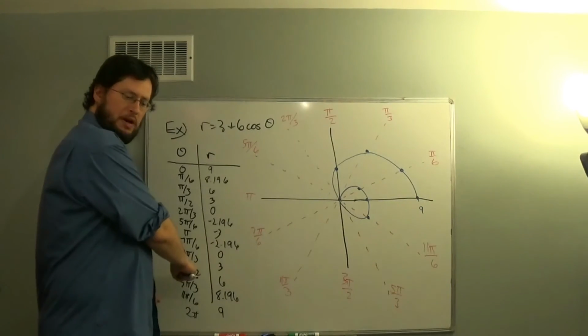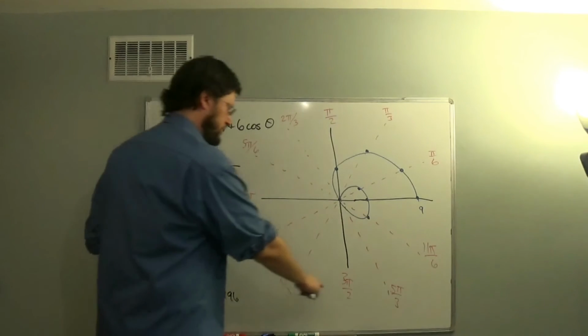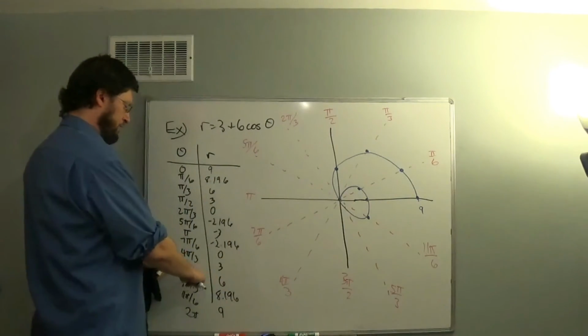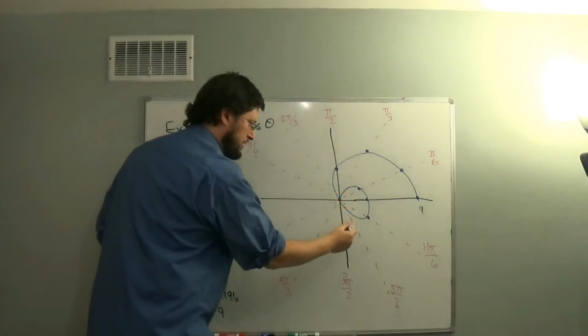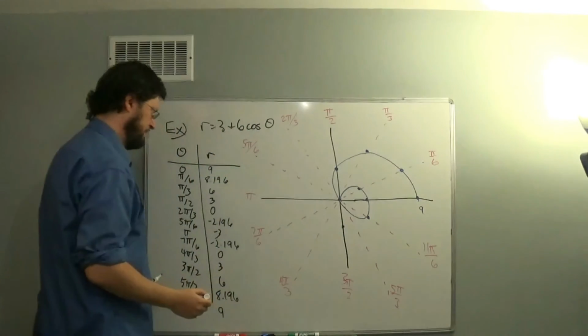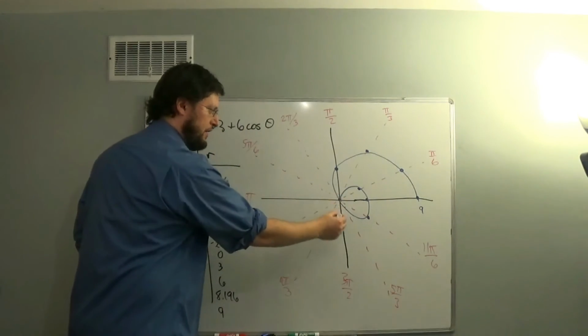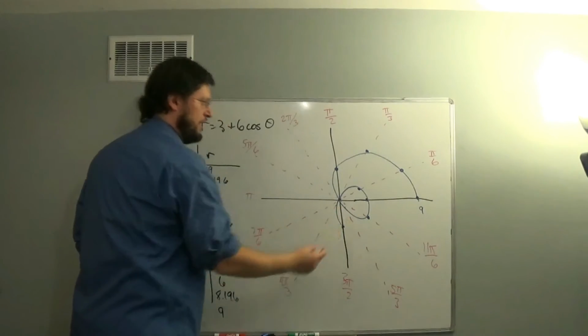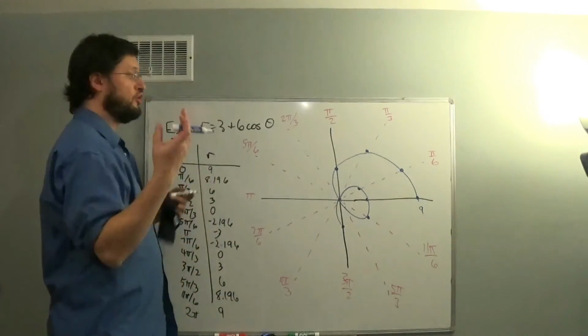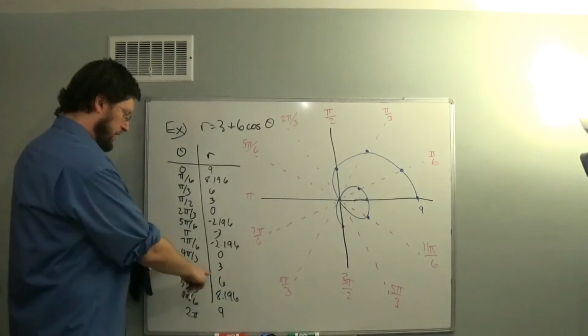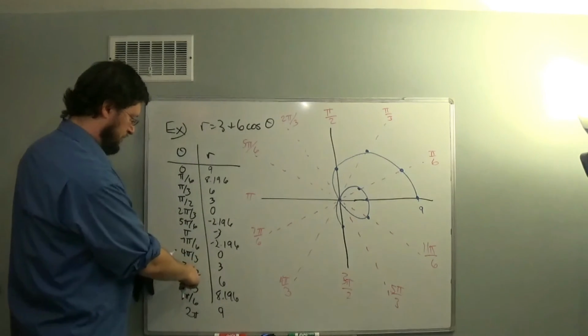Next, we're at 3 pi over 2. 3 pi over 2 is down here. We have a radius of 3, so that means we're down here at 3 units again. How am I going to go from here to here? Well, I'm just going to connect the dots, making it follow a curvy type curve. So that was 3 pi over 2 and 3.